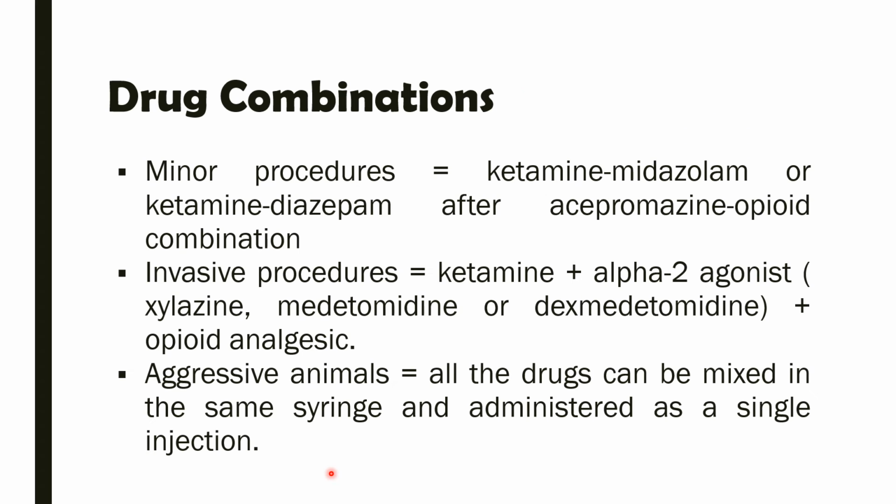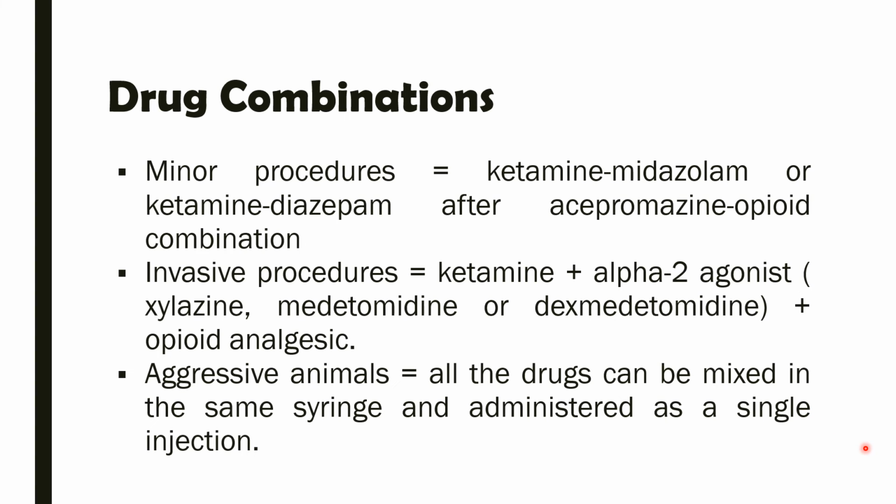Drug combinations, ketamine with midazolam or ketamine with diazepam, can be administered after premedication with acepromazine and an opioid, to provide immobilization for diagnostic, minor, and invasive or non-invasive procedures. In the case of invasive procedures, better pain control is achieved when ketamine is combined with alpha-2 agonists. So when we say alpha-2 agonists, this refers to xylazine, medetomidine, and dexmedetomidine. Plus, we can also add an opioid analgesic.